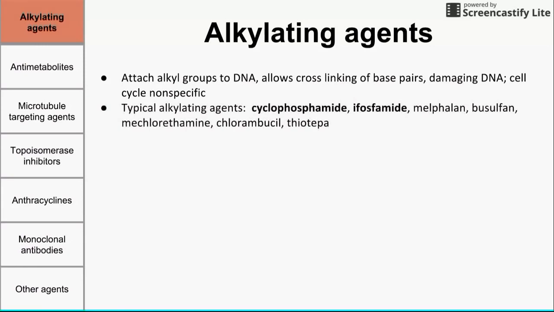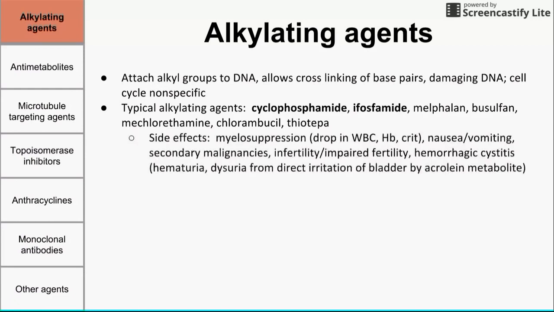We have some common typical alkylating agents here. We have typical and atypical alkylating agents. We're going to start talking about the typical ones. The two that are important to know are cyclophosphamide and ifosfamide. Now, there's a whole list of side effects with these, and a lot of them are the ones that you might classically think of as side effects to chemotherapy.